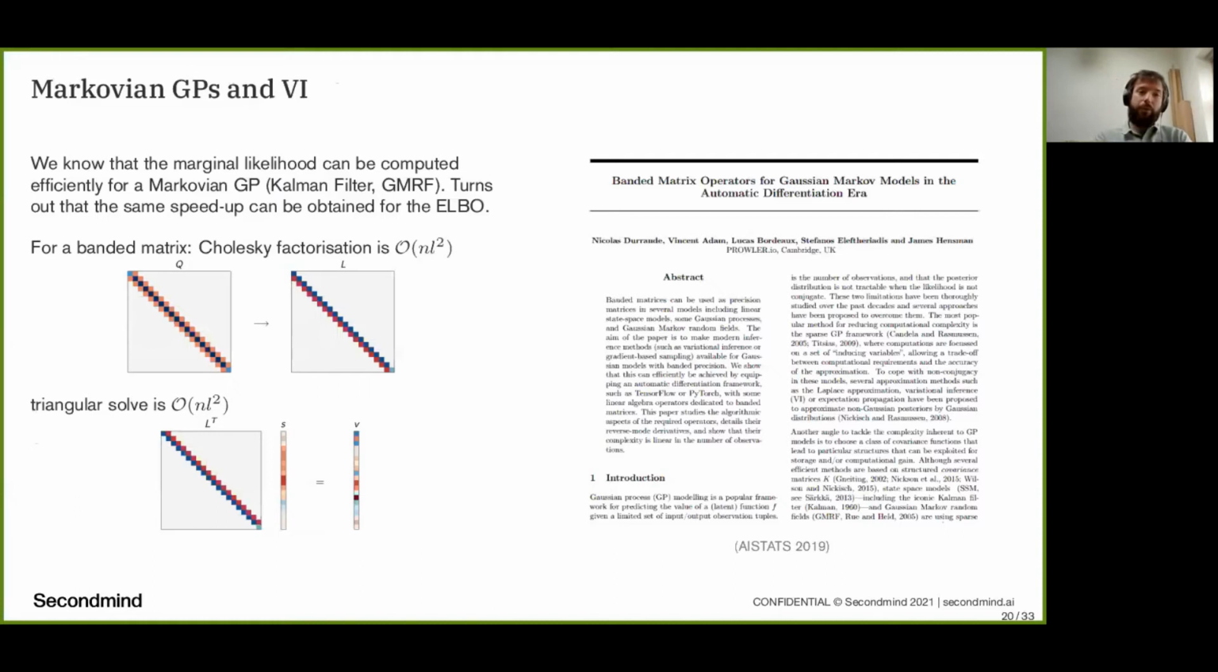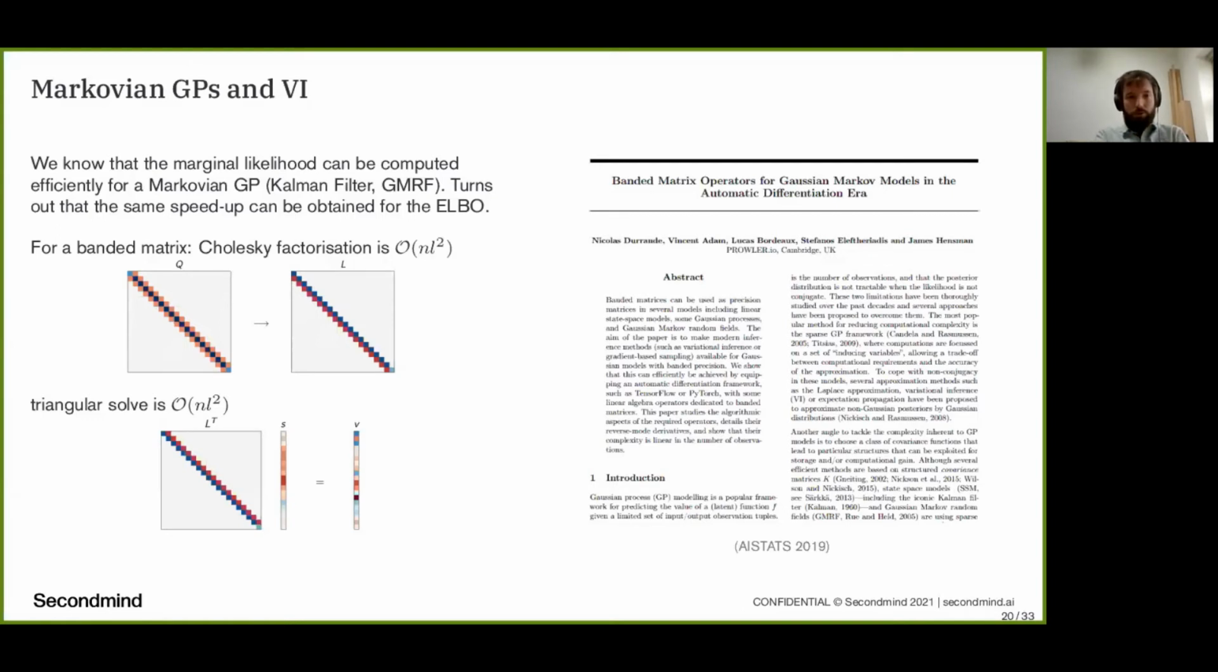Yeah, so one of the research papers we published at AISTATS in 2019 was on combining Markovian Gaussian processes and variational inference. When you have the Markov property in a Gaussian process, for example if you use a Matern 1/2 covariance, then we know that the marginal likelihood can be computed efficiently. This is what a Kalman filter does, or what a Gaussian Markov random field does. What happens in the non-conjugate setting, if you want to use variational inference, is that it turns out the same speedup can be obtained when computing the ELBO.